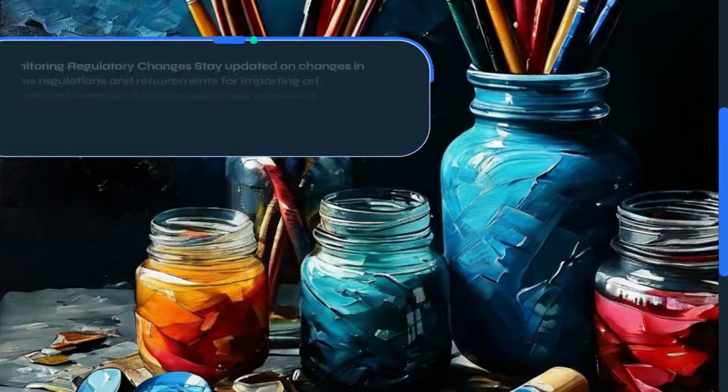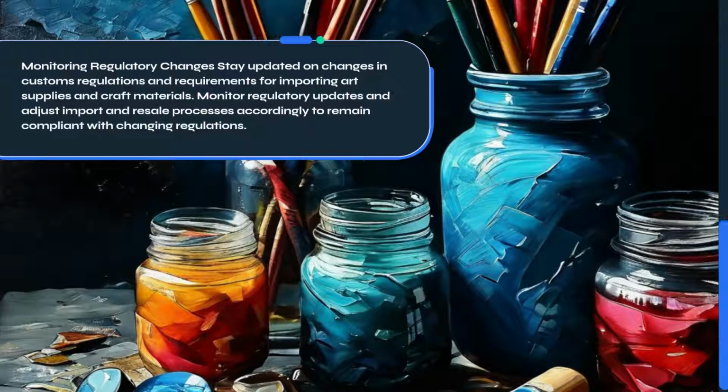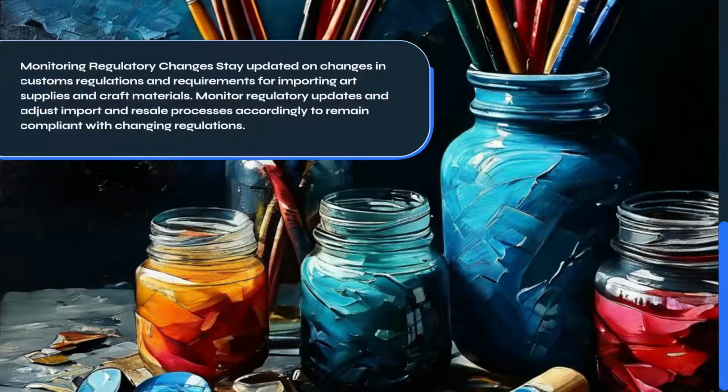Monitoring regulatory changes. Stay updated on changes in customs regulations and requirements for importing art supplies and craft materials. Monitor regulatory updates and adjust import and resale processes accordingly to remain compliant with changing regulations.